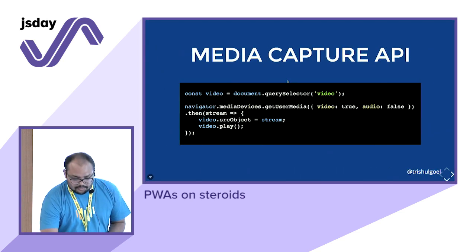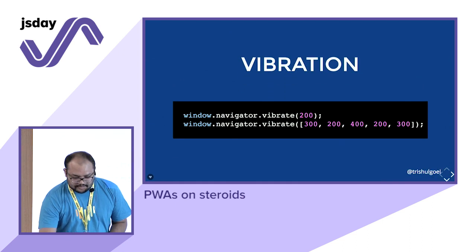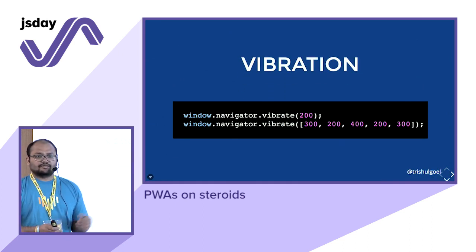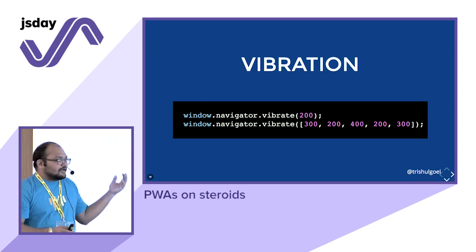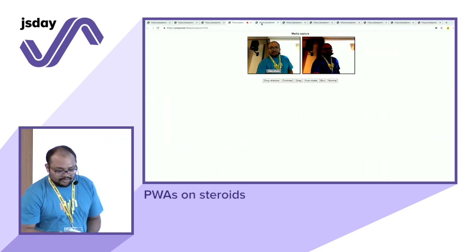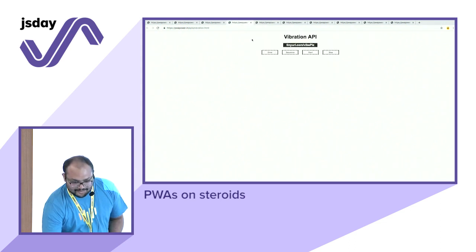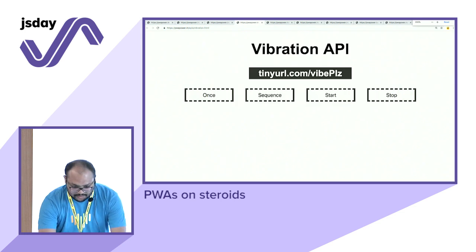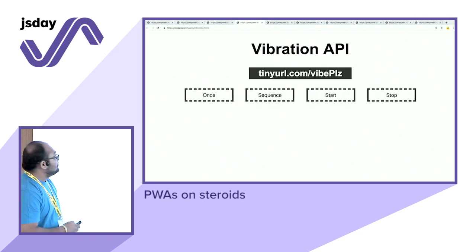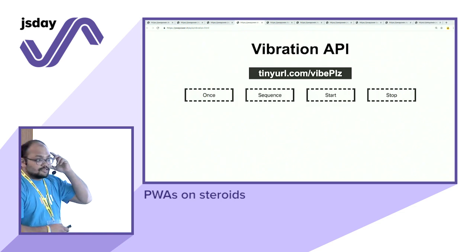Okay. Now the next one. Let's see. Vibration API. How many of you know this? Perfect. Because this is the hardest one for me because I cannot create a demo for that. I have a demo, but I don't know how it will work. If you want to check on your phone right now, you can go to this URL and try it. Try to just click it maybe.